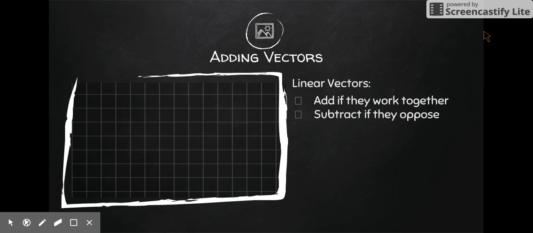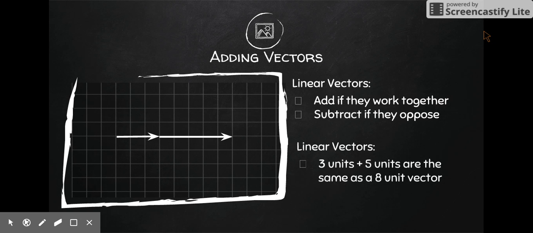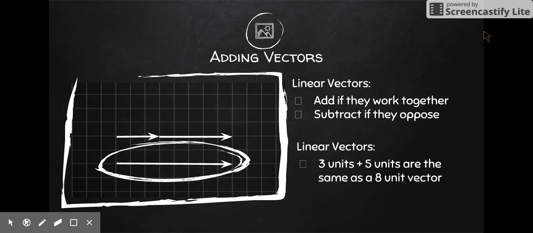When we're adding vectors, we combine them mathematically. If they're working together, we add them. If they're opposing, we subtract them. Let me show you an example. We've got a 3-unit vector to the right and a 5-unit vector to the right. If they're working together, grand total of 8 units. So I could redraw that as an 8-unit vector. Notice I'm using this little graph paper grid because it's handy for me counting. If we don't have graph paper grid, just label the number next to each arrow, the number 3 and the number 5, or the total of 8. 3 units, 5 units acting together are the same as an 8-unit vector.